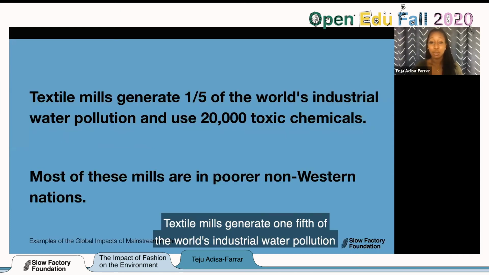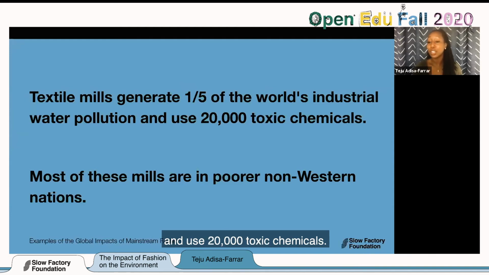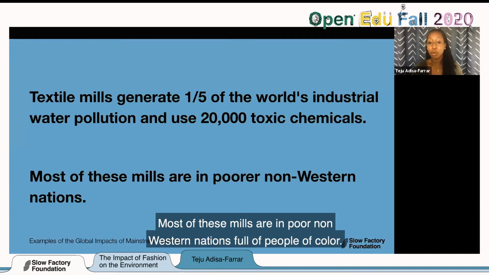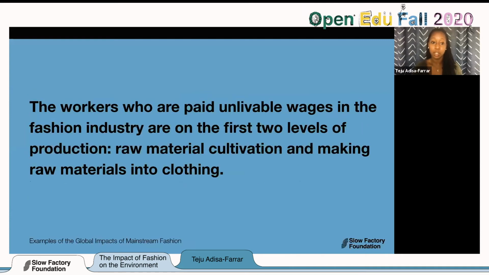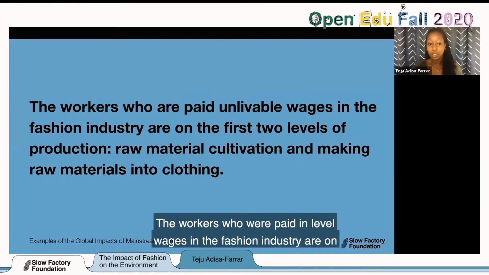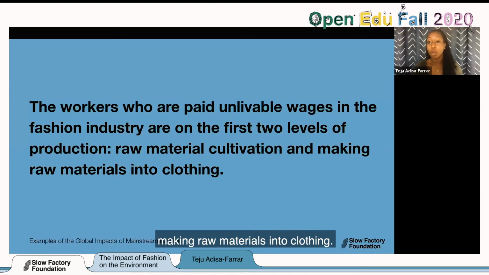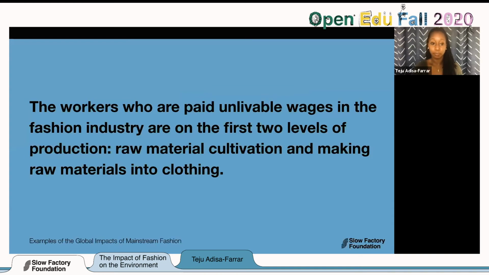Textile mills generate 1/5 of the world's industrial water pollution and use 20,000 toxic chemicals. Most of these mills are in poor, non-Western nations full of people of color. The workers who are paid unlivable wages in the fashion industry are on the first two levels of production: raw material cultivation and making raw materials into clothing.